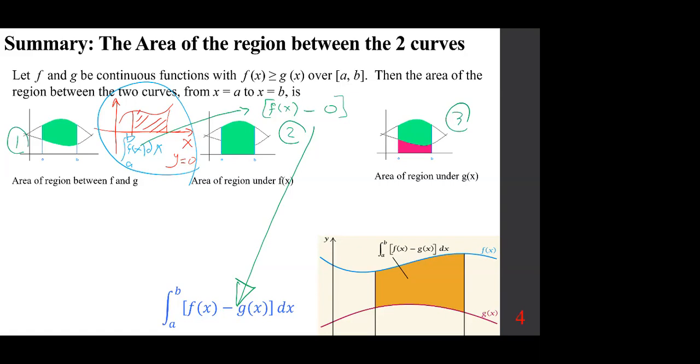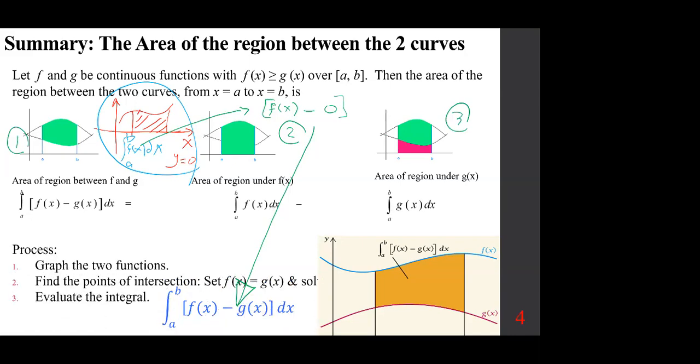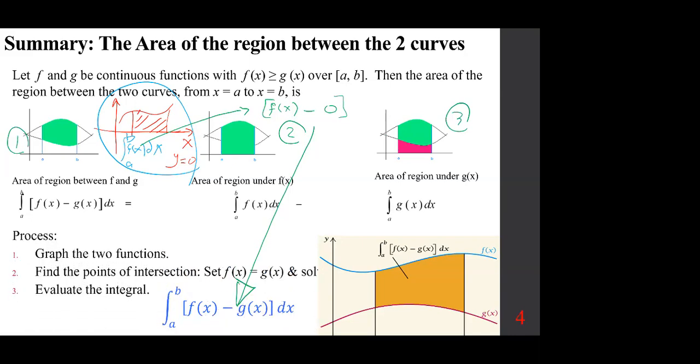So the process is what? Graph the two functions. Find the points of intersection: set f equals g, and solve. Okay, everybody? That's all there is to it. So I hope everybody is following that.